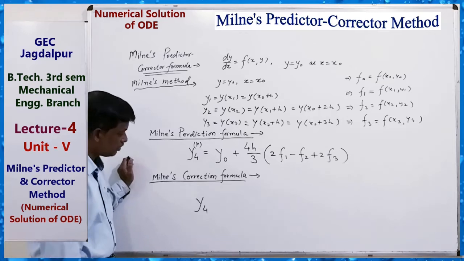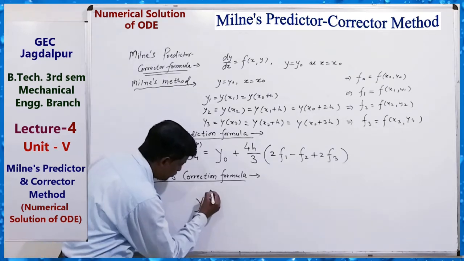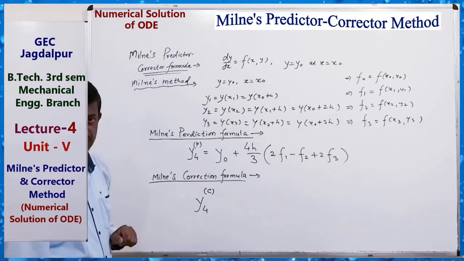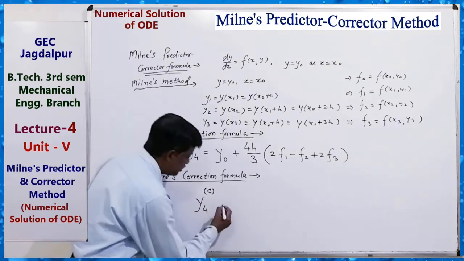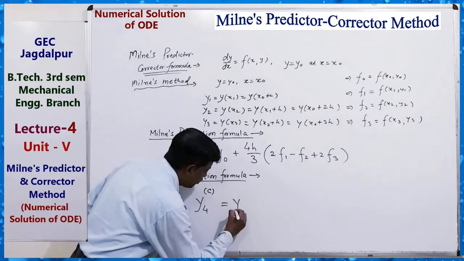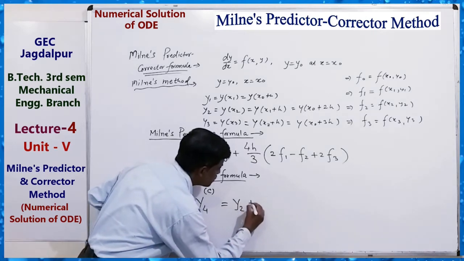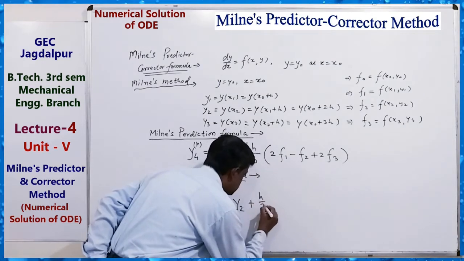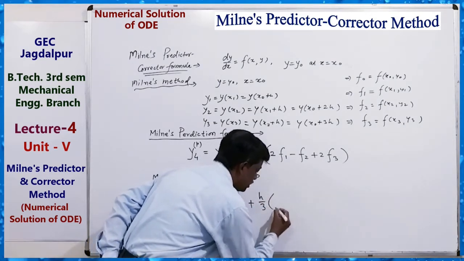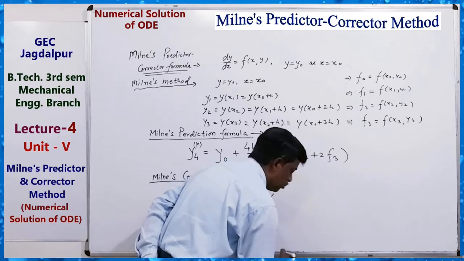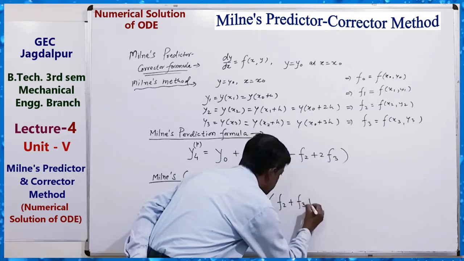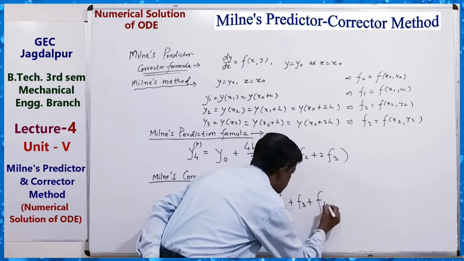Okay? So, the correction formula for y4 c, the corrector formula. This is equal to y2 plus h by 3, due to Simpson, h by 3, times f2 plus 4f3 plus f4, with the weights 1, 4, 1.